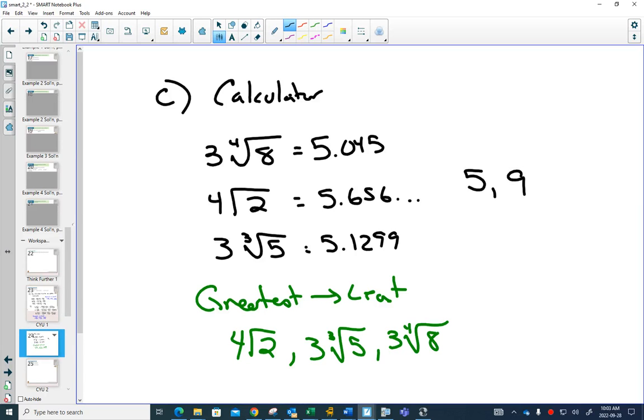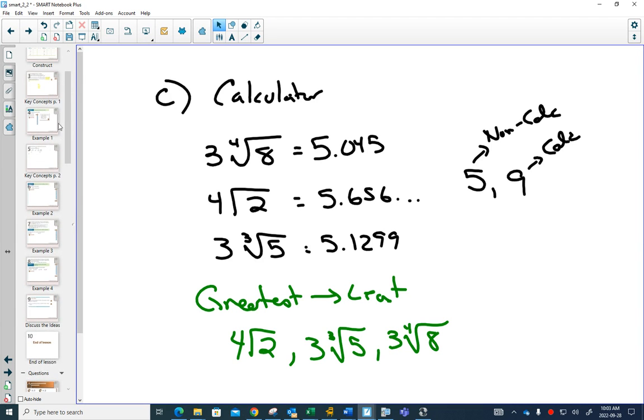So questions for practice: number 5, which will be non-calculator, and number 9, which will be calculator. But we are going to go on to example 2 first.